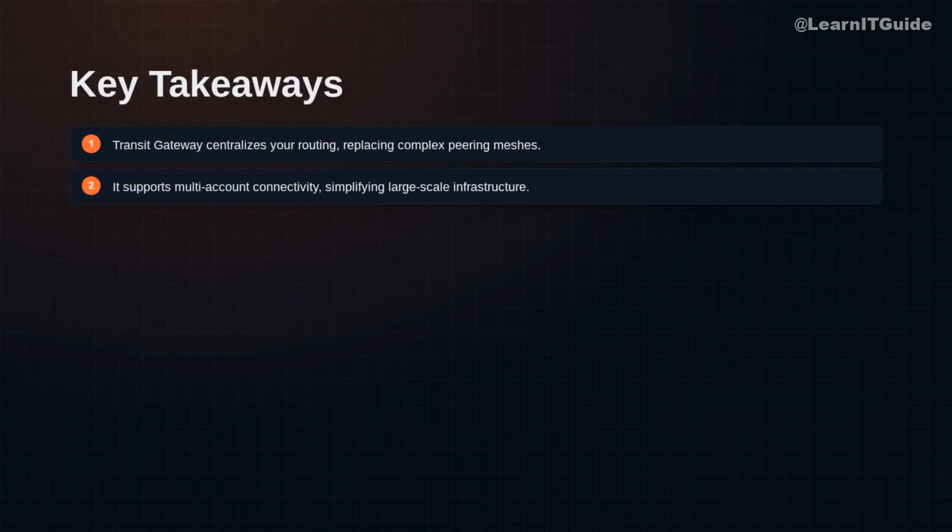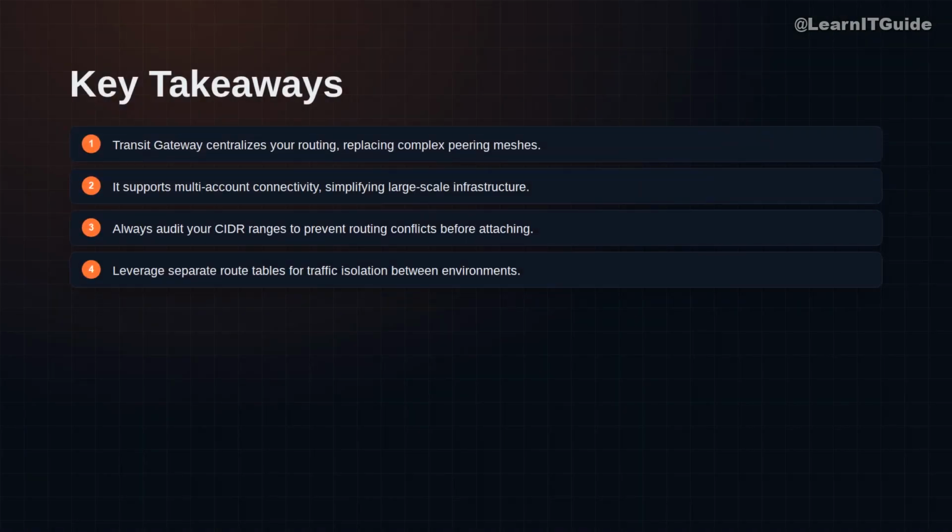We have covered a lot today. Here is what you need to remember. First, Transit Gateway is the standard for large-scale networking. It replaces your messy peer mesh with a clean hub. Second, it is essential for multi-account setups. Third, audit your IP ranges first. Overlapping ranges are the #1 cause of network failure. Finally, use route tables to keep your production and dev environments isolated. If you follow these rules, your network will be stable and ready for growth.